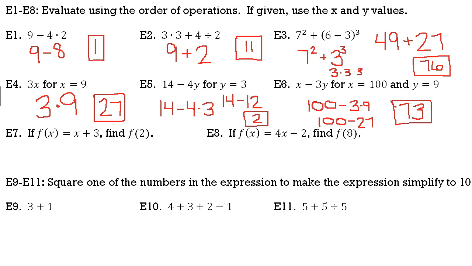I put this problem in here just to try to get people away from the paranoia of what's going on. Here's the deal. We put a 2 in the x spot. So if you want to know what f of 2 is, all you're doing is plugging in a 2 where the x goes, and you're trying to see what comes out. 2 plus 3 is 5. That was the answer. That was it.